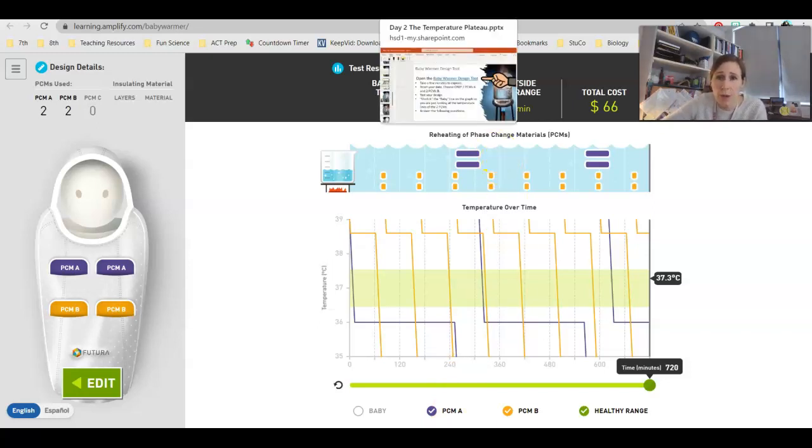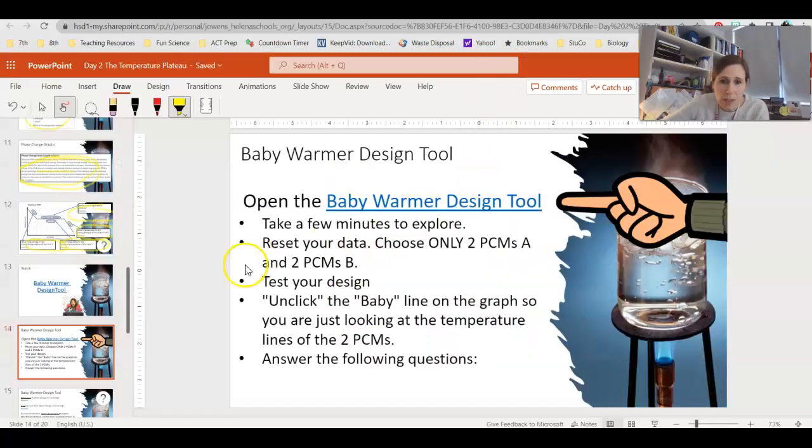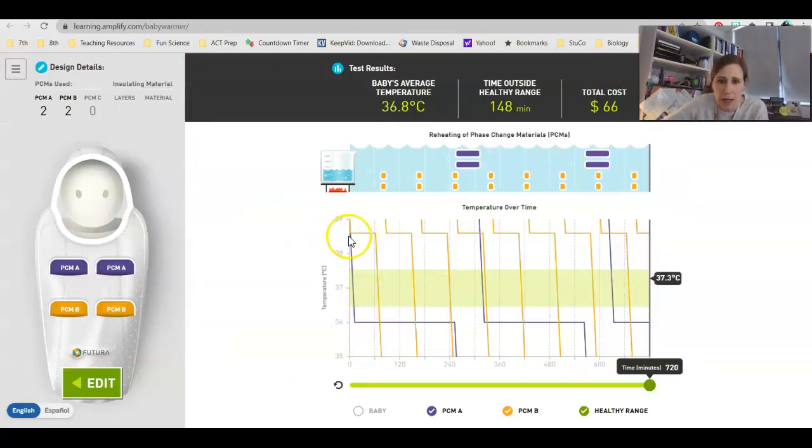So I want to point out the questions that you guys are going to answer based off of this information that you see on the graph. So answer the following questions. What type of phase change is occurring? So you guys are seeing, all right, here's the PCMA, temperature's falling, then it's plateauing, and then it's falling.